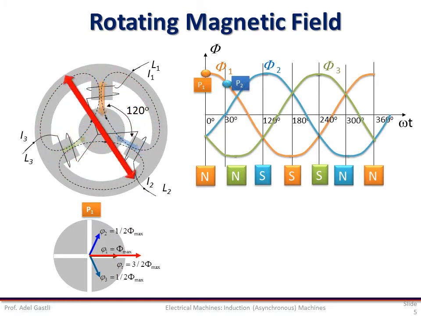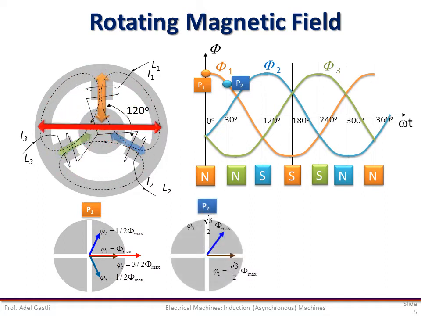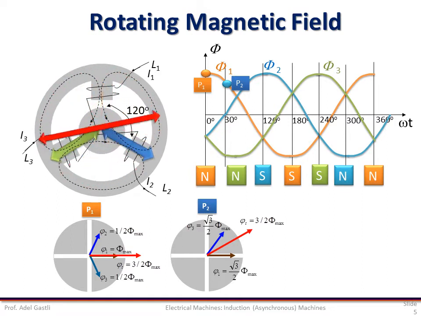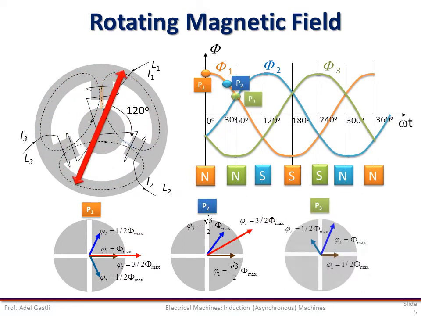Now, if we move to point 2, the flux at phases 1 and 3 is equal to square root of 3 over 2 phi max, while the flux of phase 2 is 0. So the resultant flux vector has the same amplitude, 1.5 phi max, but has rotated anti-clockwise and is positioned at an angle of 30 degrees.